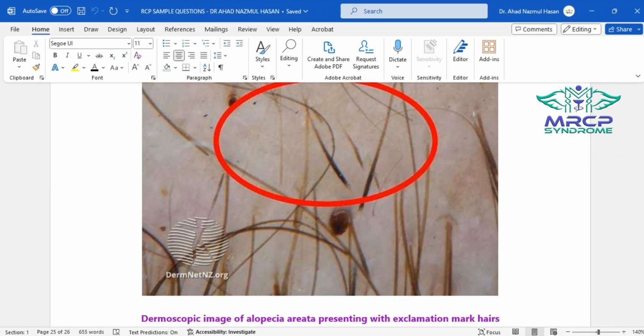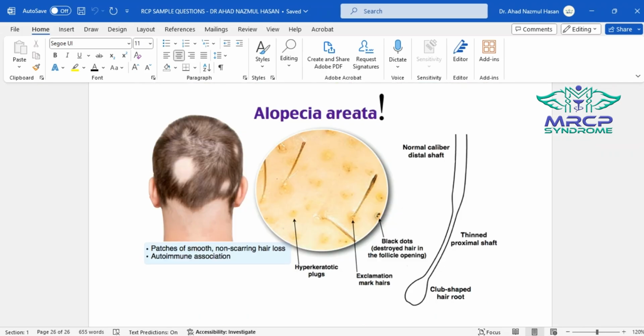This is the dermoscopic image of alopecia areata presenting with exclamation mark hairs. You can see the short exclamation mark hairs. Patches of smooth, non-scarring hair loss, with no evidence of scarring. Autoimmune association. And these are the short exclamation mark hairs. We may also get evidence of hyperkeratotic plaques and black dots, which usually result from destruction of the hair follicle.